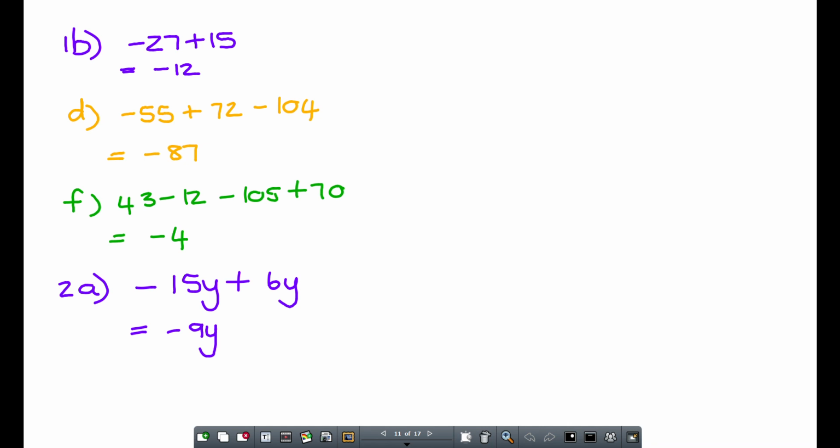Then same thing at F, just normal adding and subtracting. Yes, exercise 2.2.